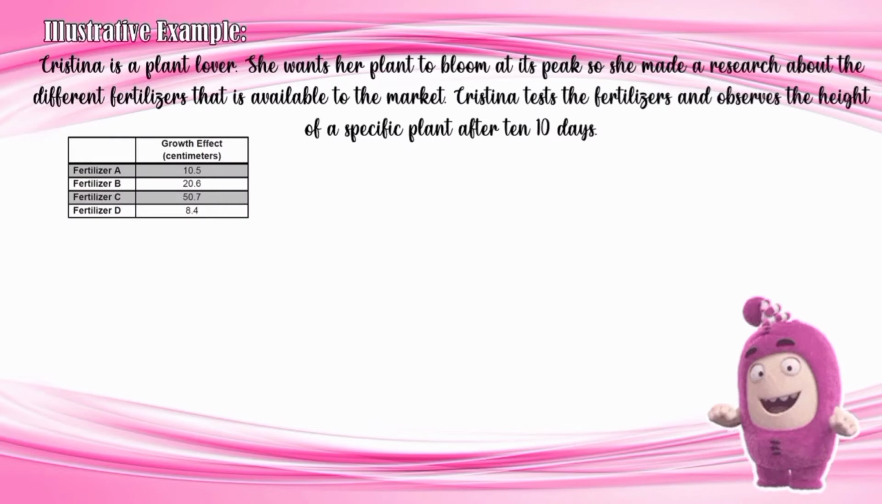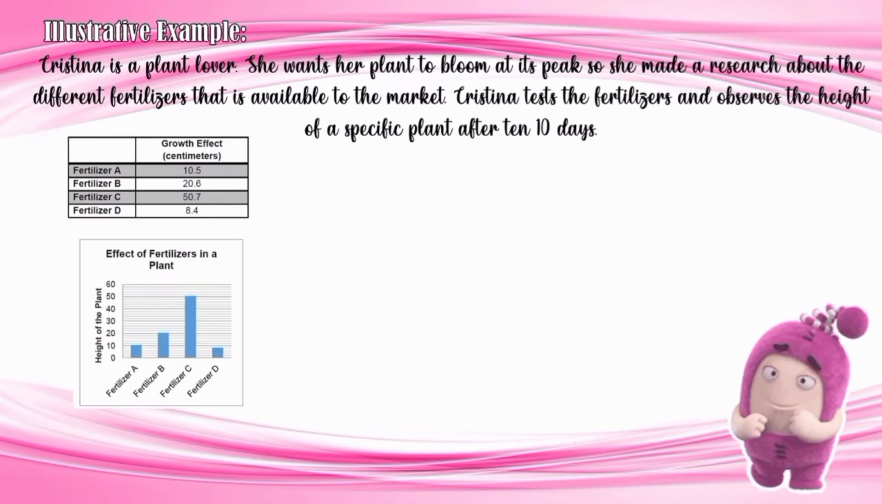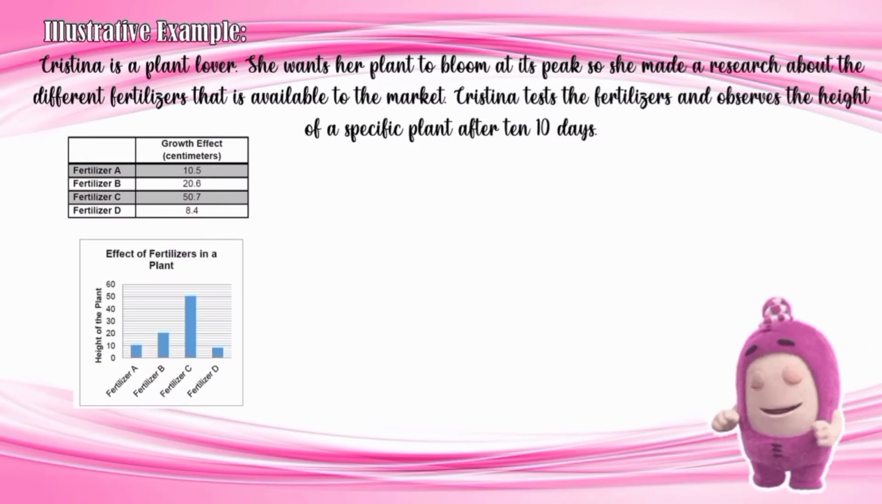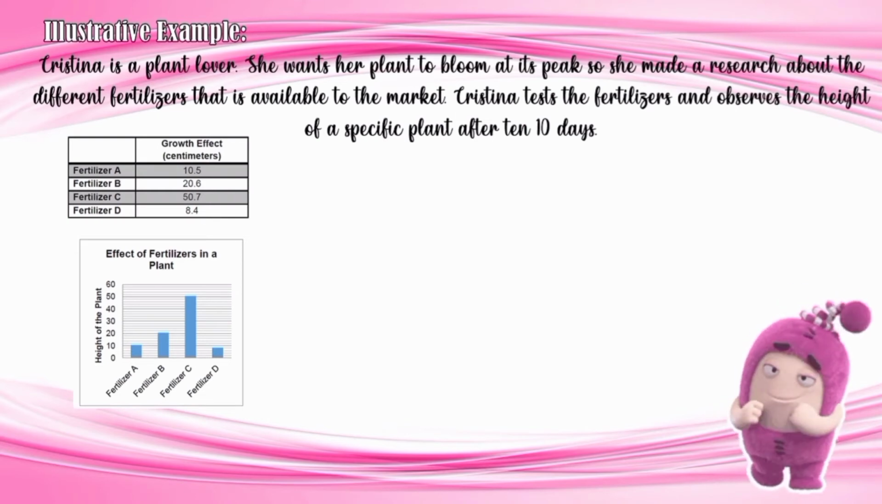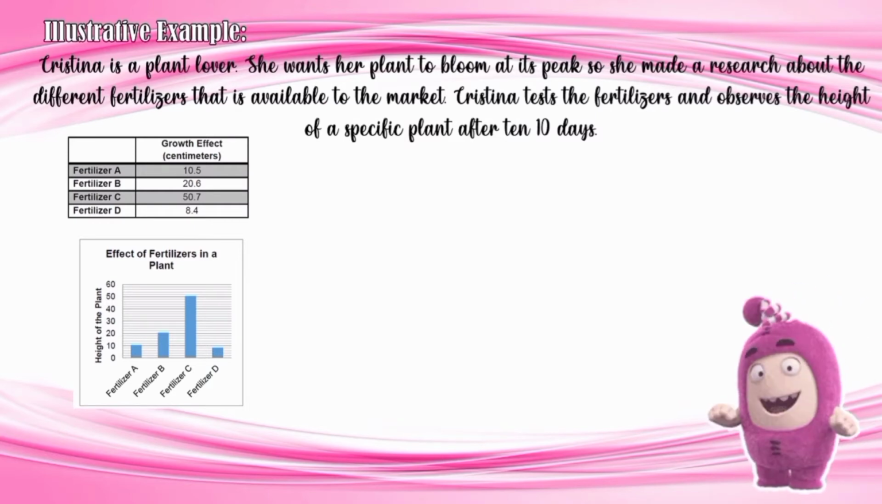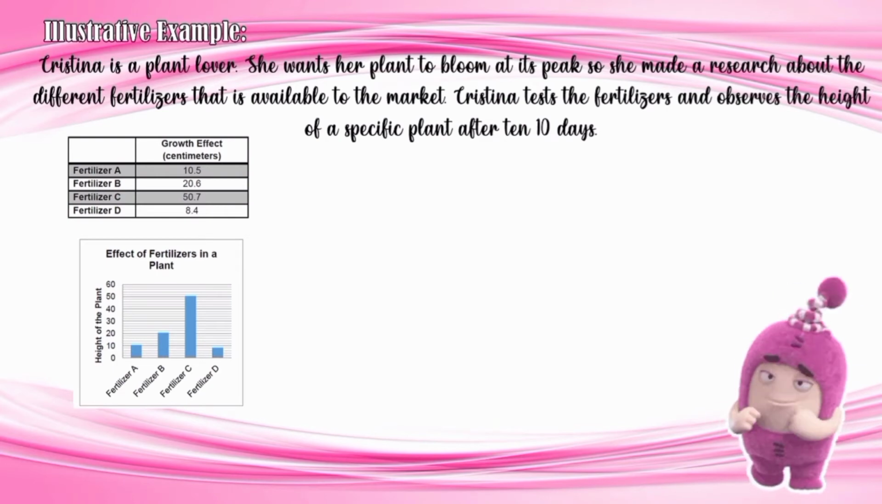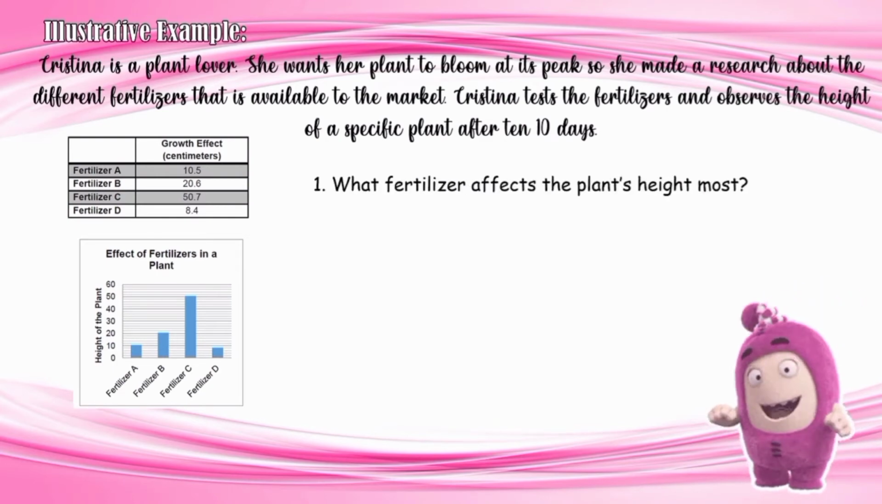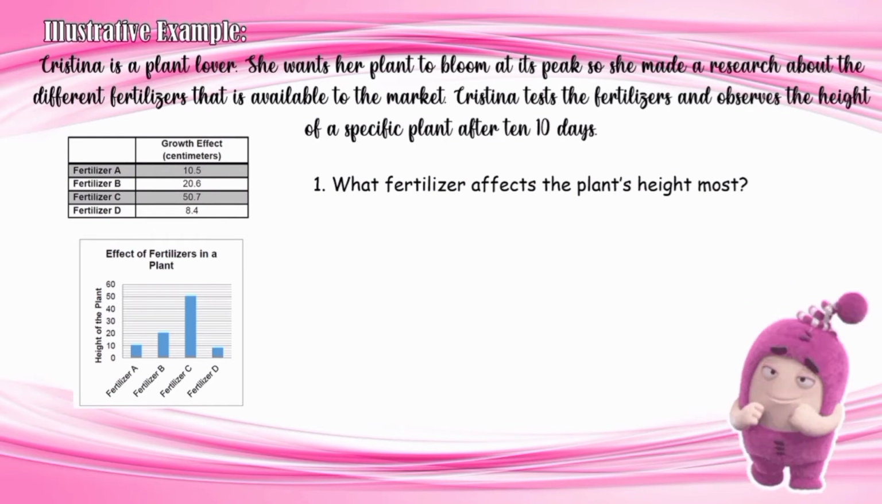Fertilizer A, growth effect 10.5 centimeters. Fertilizer B, growth effect 20.6 centimeters. Fertilizer C, growth effect 50.7 centimeters. And fertilizer D, growth effect 8.4 centimeters. Here are the following questions. Number 1, what fertilizer affects the plant's height most?